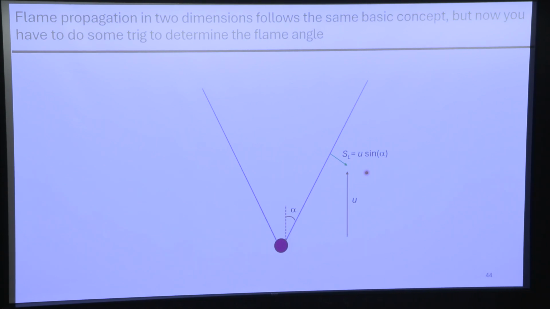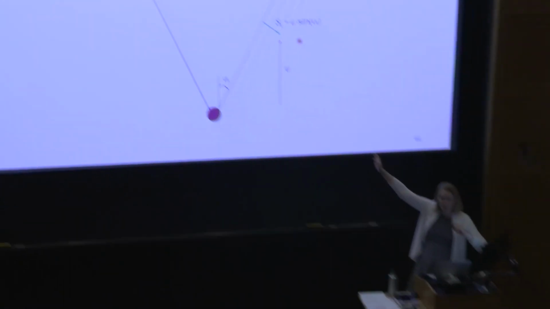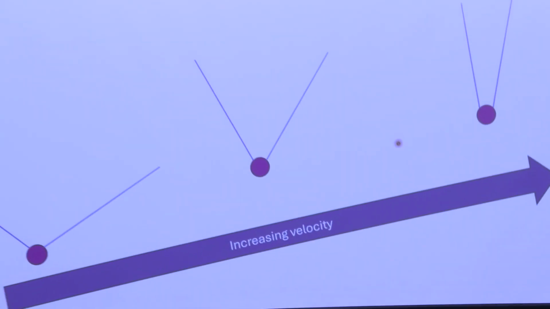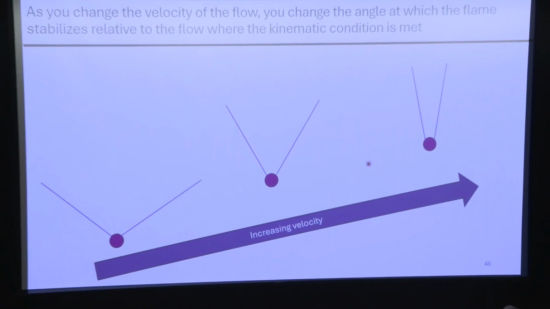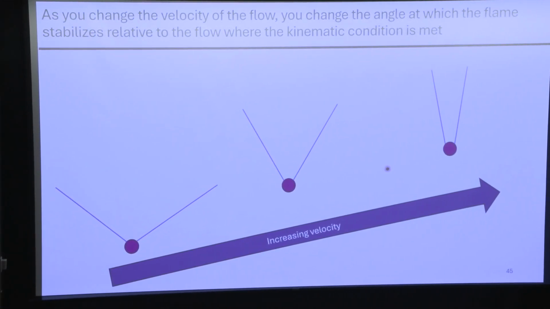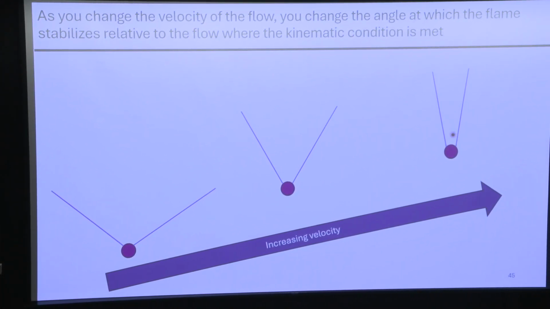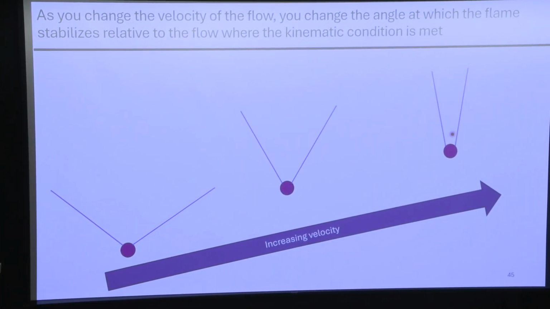Questions on this? Has everybody seen this in a combustion class? Maybe? Some heads nodding? All right. Then as you increase the velocity, this is my terrible PowerPoint art, you're going to go from a very wide flame to a very tall flame to eventually a flame where you can't stabilize anymore, because you can't burn a flame that's completely perpendicular to the direction of the flow. You need to have some normal component.